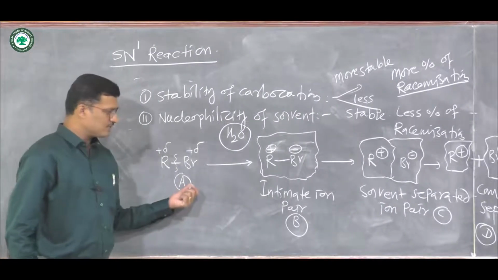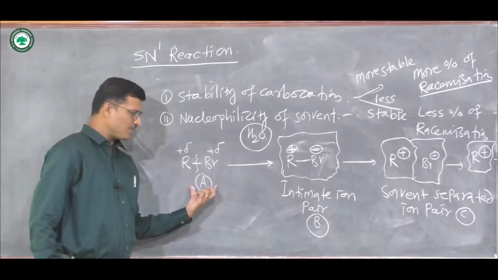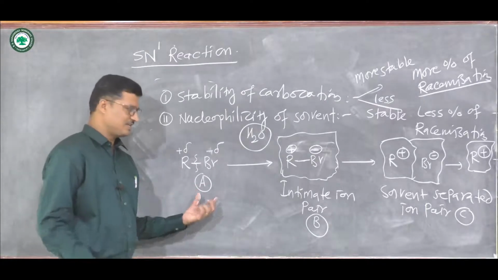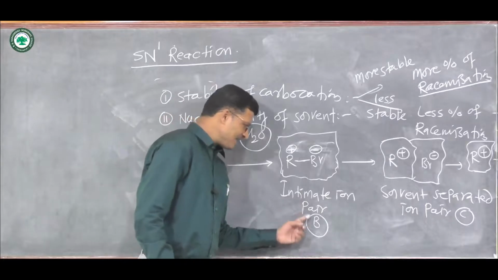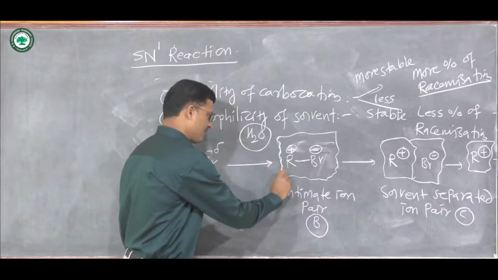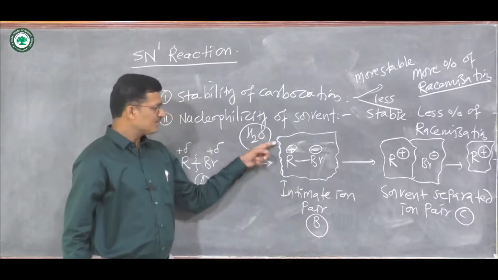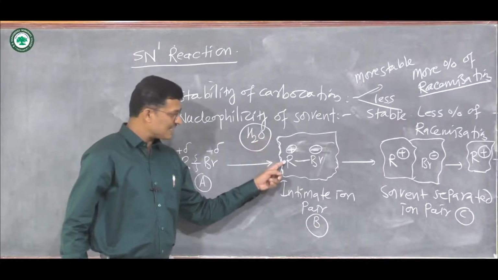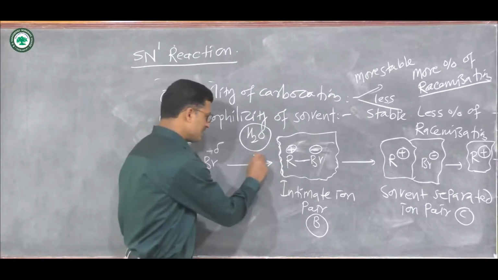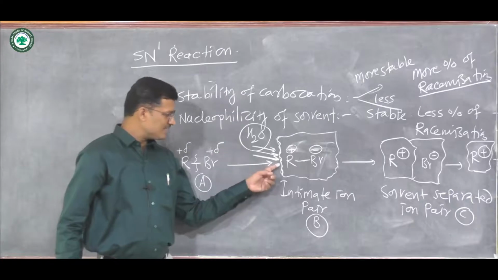When such a solvation process takes place, what happens? In example A, there is no attack of the nucleophile from the front side or the back side. But when an intimate ion pair is formed, the water molecule is there, and if the water molecule acts as a nucleophile, then in situation B the nucleophile attacks from the back side only, because the solvent itself acts as a nucleophile.